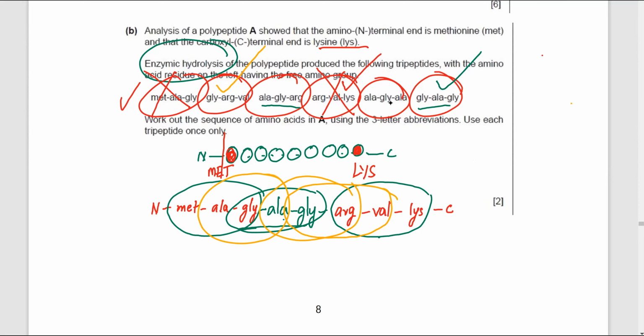अबू क्लियर है? आयशा, मरियम? Yes. Sir, how did you decide to add ALA and GLY?